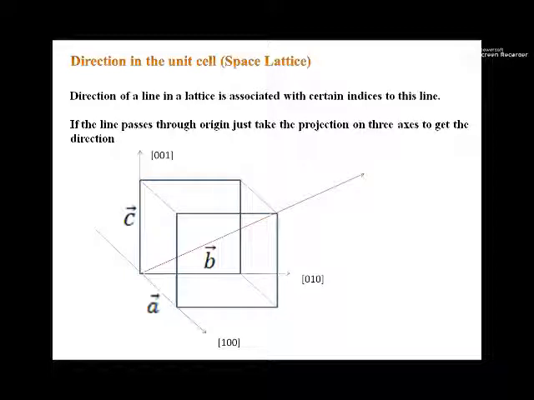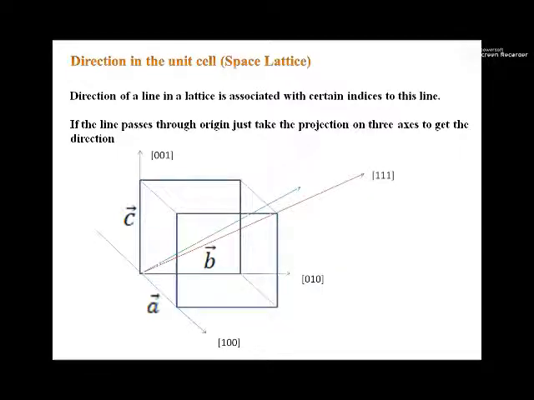So the projection of this particular point on this plane is 1, on this plane is unit, and on the other plane, that is this plane, this is also unit. So the direction is 1 1 1. Now choose this line.